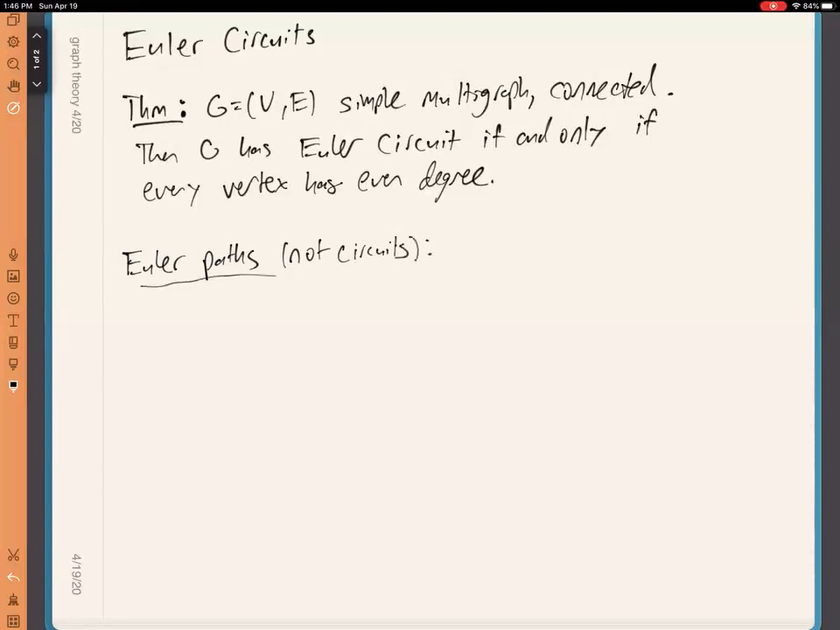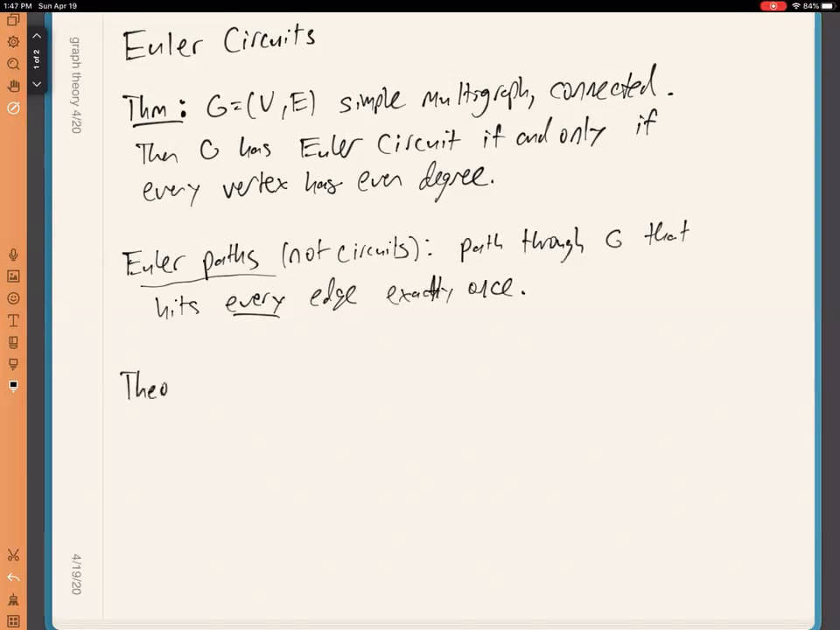And so remember, what is an Euler path? Instead of having a circuit, it's just a path through G that hits every edge exactly once. The important point is that it hits every edge, and it doesn't cross any edge more than once. And so you may wonder, we have this theorem for circuits that characterizes when you can have an Euler circuit in a graph. Is there a similar theorem for Euler paths? And it turns out that this is the case.